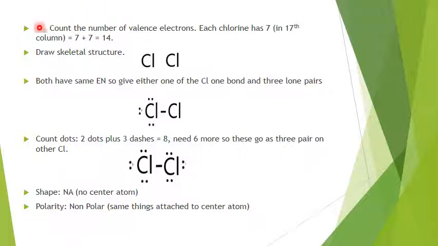Okay, Cl2. This looks quite a bit like F2 that we did earlier. They're both in the 17th column. So chlorine has 7 valence electrons, so 7 plus 7 is 14. Here's the skeletal structure. Pick one of the chlorines to give its bonds and lone pairs. So chlorine has 1 bond, 3 lone pairs. Count them up: 2, 4, 6, 8. We need 6 more, so the other 6 go on the other chlorine. Count them all up, you're done. If you started with the other chlorine, you would have got the same answer. There's no shape, and it's nonpolar because it has the same things attached to the bond.